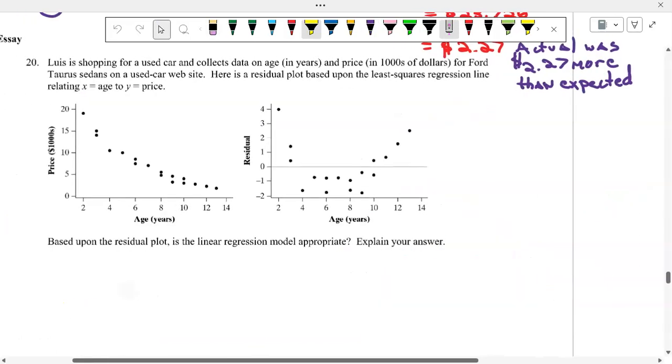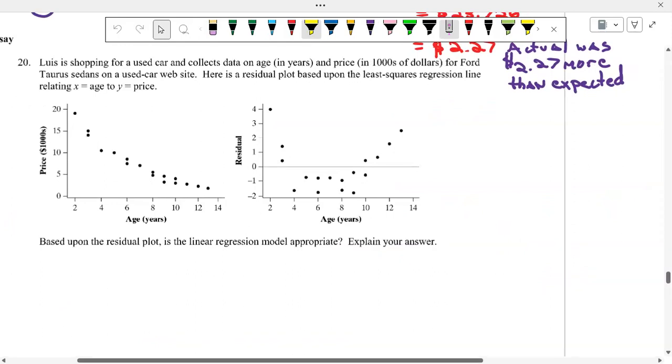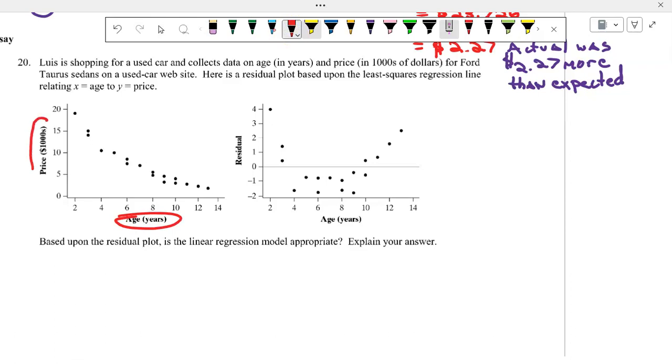Louis is shopping for a used car and collects data on age and price. So age is your explanatory variable, and it's a negative relationship because as the car gets older, the price is going to go down. As age increases, price decreases. All right, now over here is the residual plot. So for example, this dot right here, its residual is that. Okay, that represents $4,000, and it's above the 0 line.